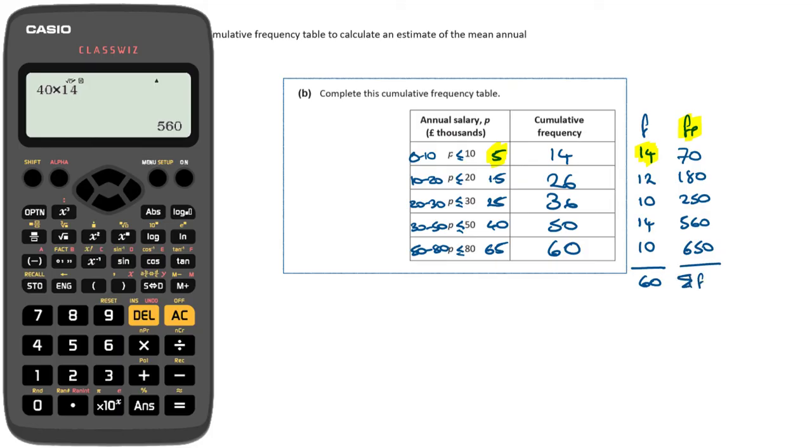This is going to be sigma FP. This is sigma F. Sigma F is 60. Sigma FP then is going to be those numbers added together. So 560 plus 650 plus 250 plus 180 plus 70. So that all adds up to 1,710.